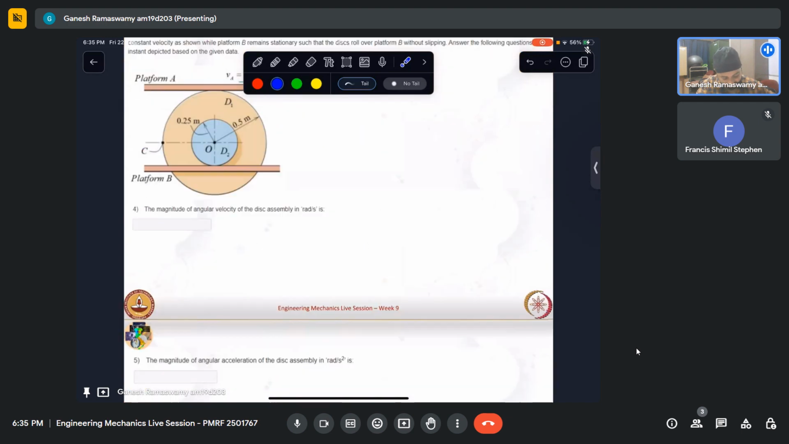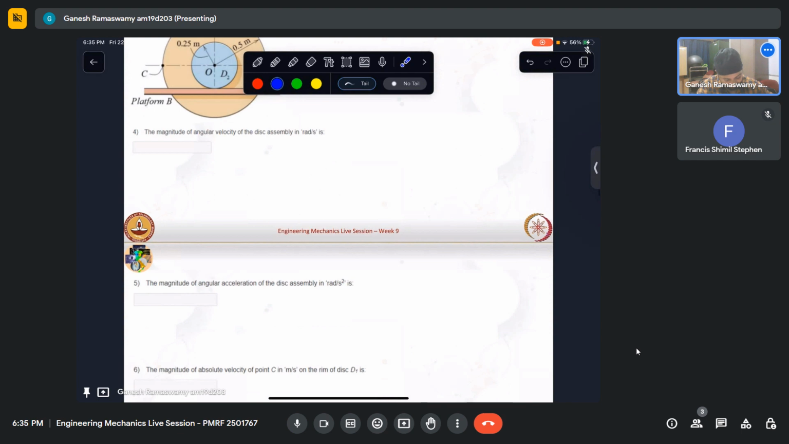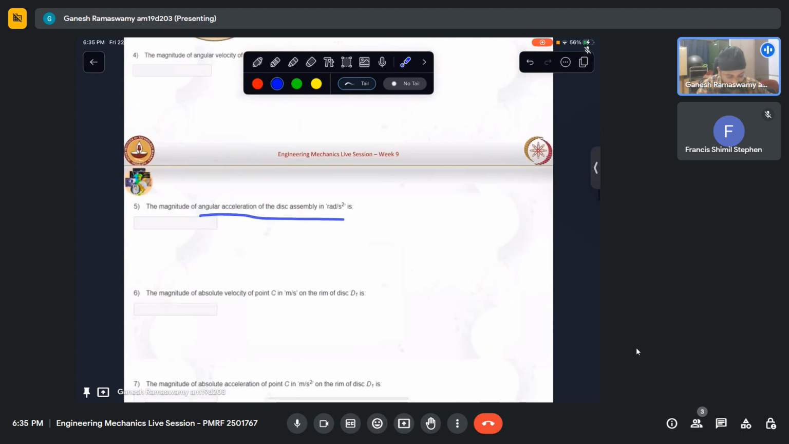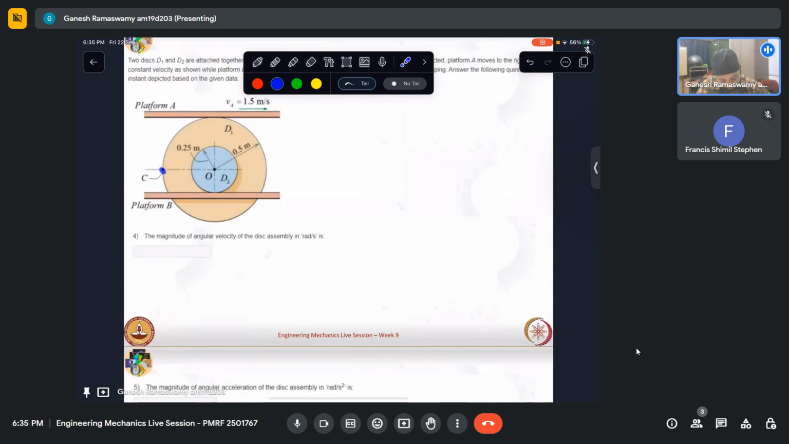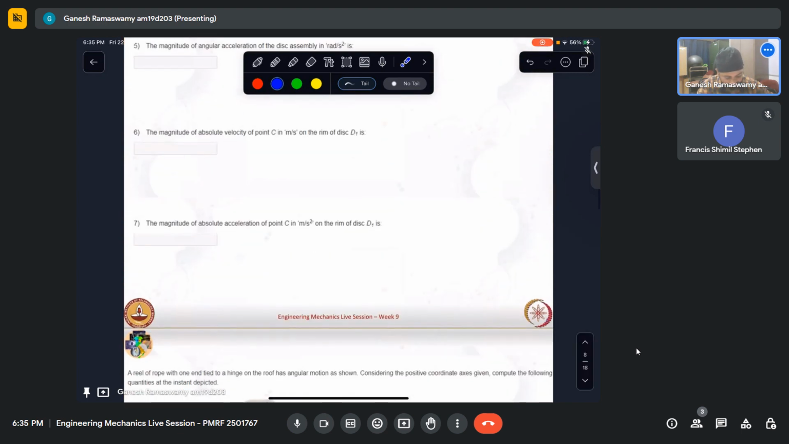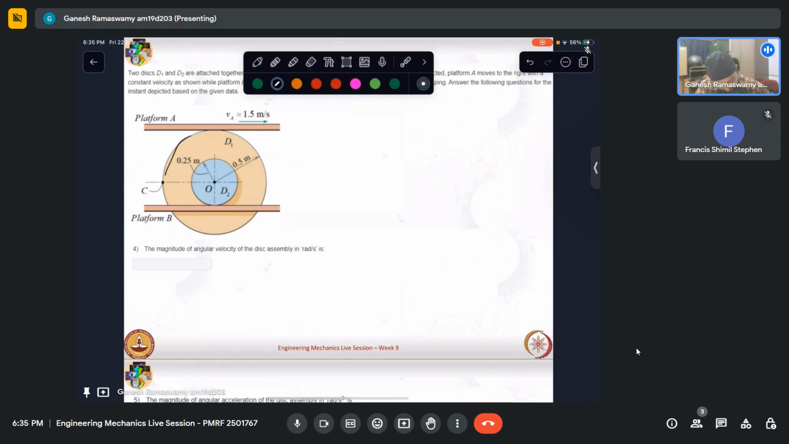Okay, so what are the questions? One is the magnitude of the angular velocity of the disk, and then the magnitude of angular acceleration of the disk, the magnitude of absolute velocity of point C on the rim of the disk. So we have one point C on that rim. So we need to find out the absolute velocity of that point and the absolute acceleration of that point. So this is what we need to do. Okay, so let us take this. This is one disk we have.